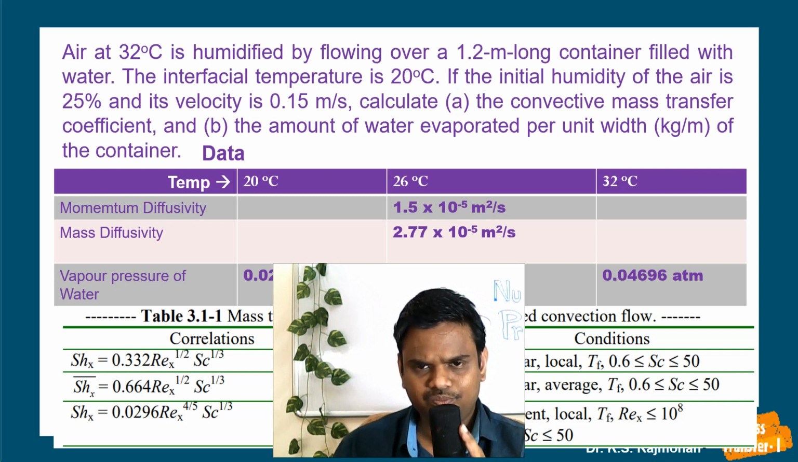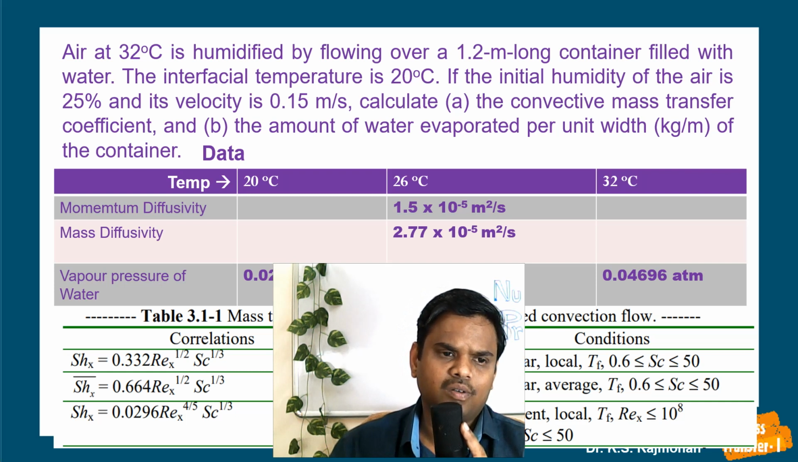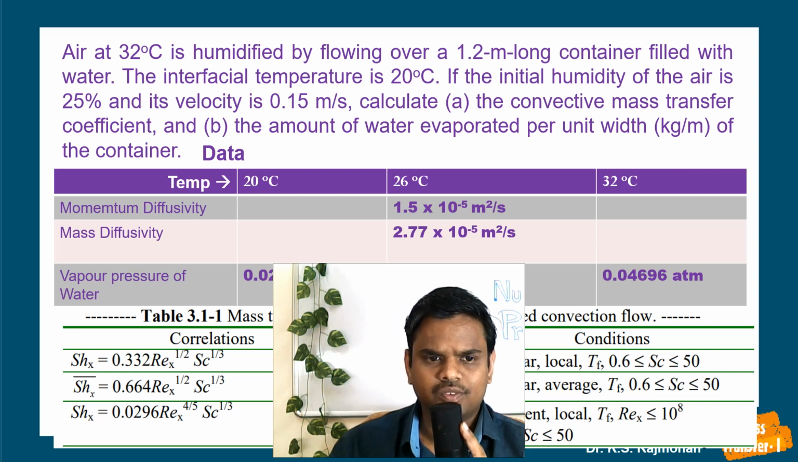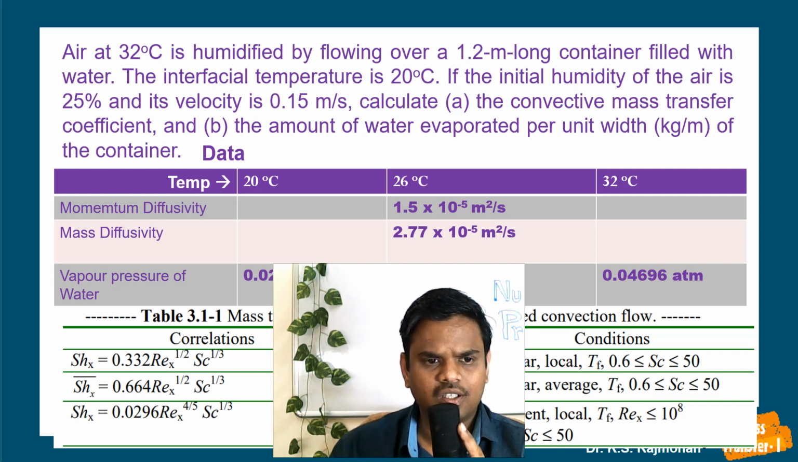For this problem we can make use of the correlation Sherwood number equal to 0.664 into Reynolds number power 1 by 2, Schmidt number power 1 by 3, because this is flow past a flat plate and laminar flow. This is applicable if the Schmidt number we get is between 0.6 and 50, then we can make use of the correlation for Sherwood number.